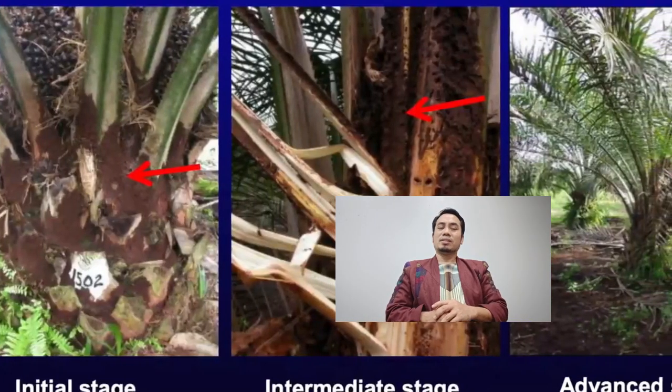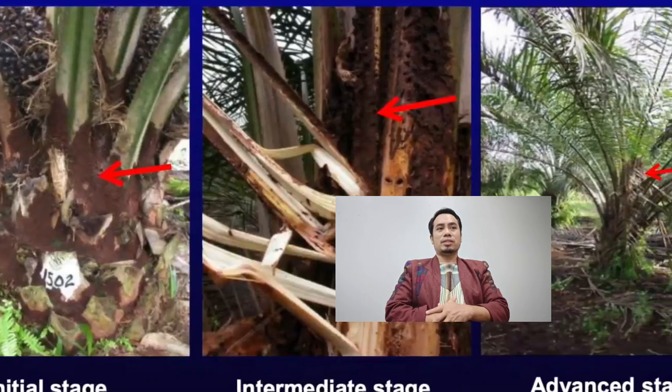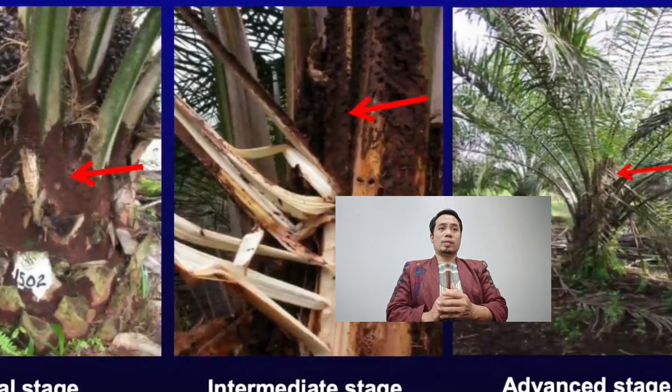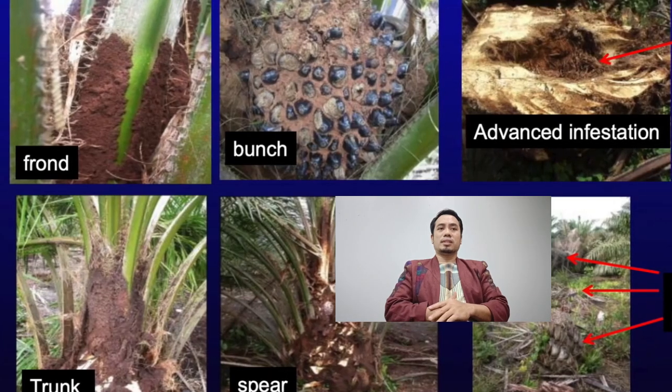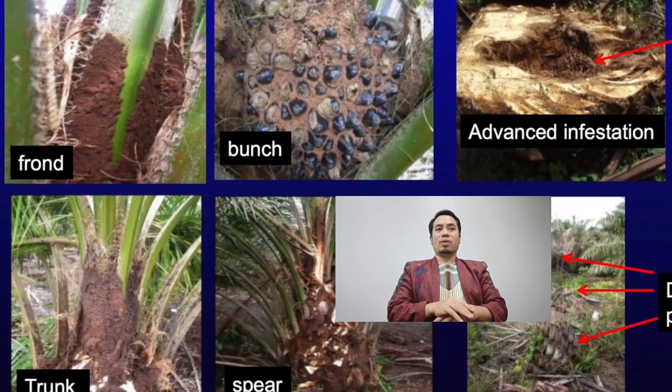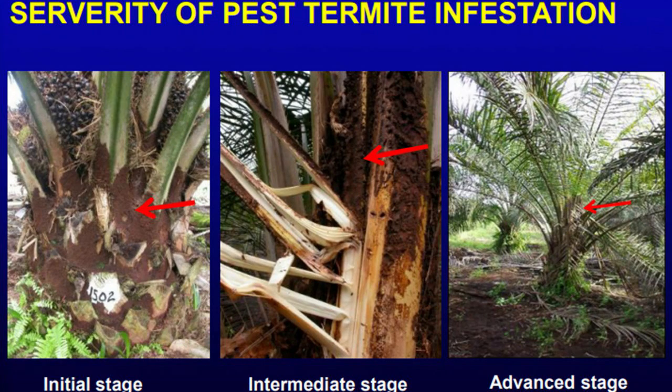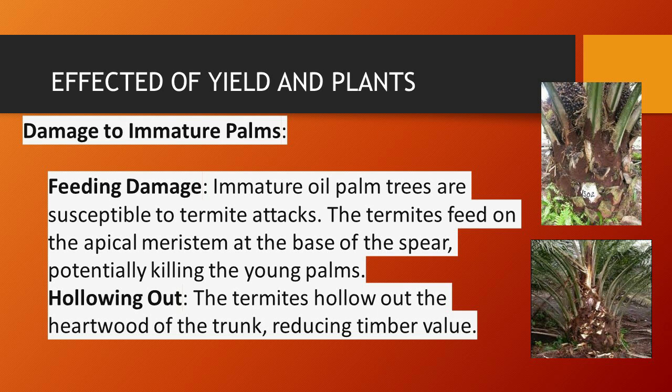The presence of mud trails on the palm trunk and petiole is one of the obvious indicators that a tree is infested by termites. Common foliar symptoms are detected when leaves on the lower fronds turn yellow and die. The incident occurs when the soil is drying up and the food source, especially logs buried in the soil, rots. How does it affect the yield and plants?